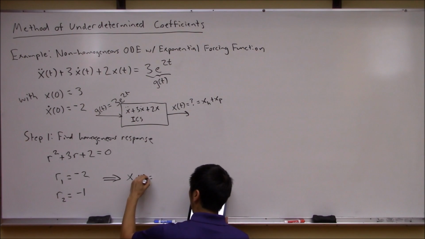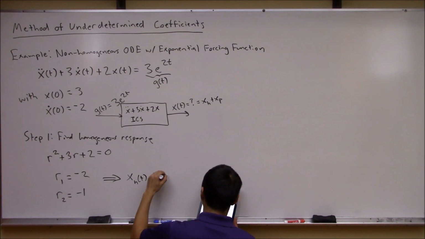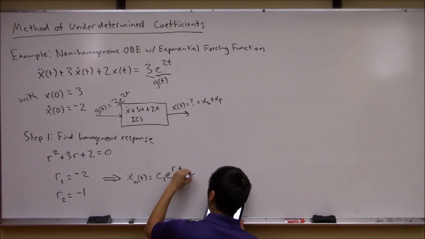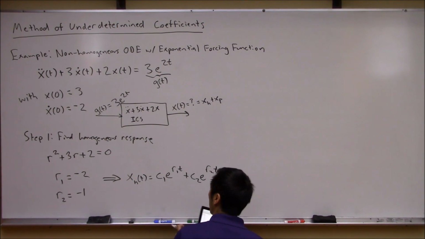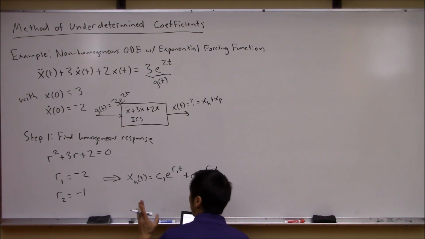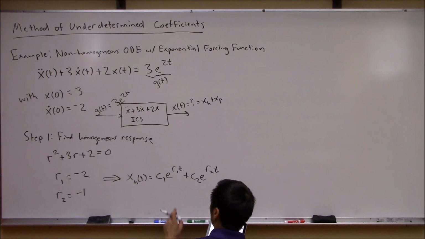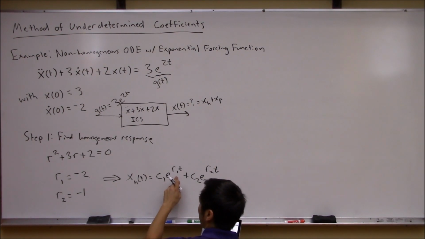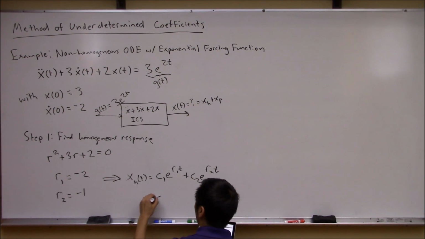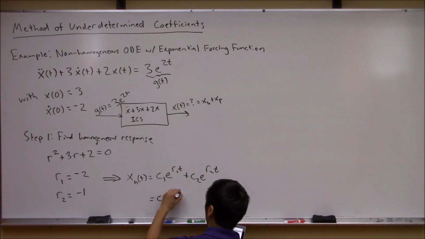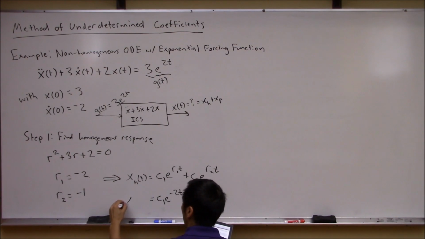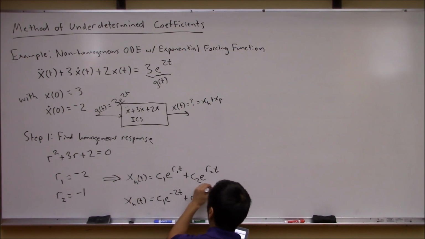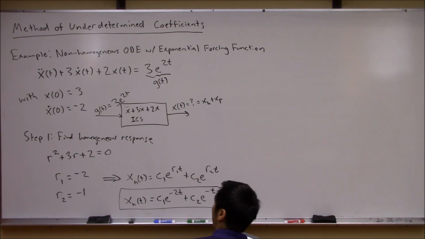x_h of t is just c1 e to the r1 t plus c2 e to the r2 t. Again, if you're not familiar with where this came from, watch the previous lecture where we looked at how to solve homogeneous linear ordinary differential equations. Okay, so we can plug in our r values. So we have c1 e to the -2t plus c2 e to the -t. So here's the homogeneous response right off the bat.